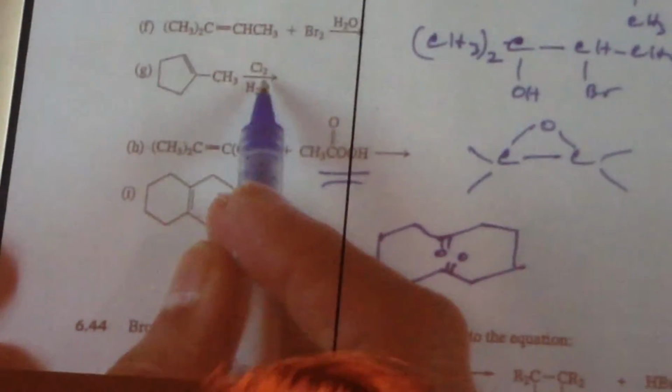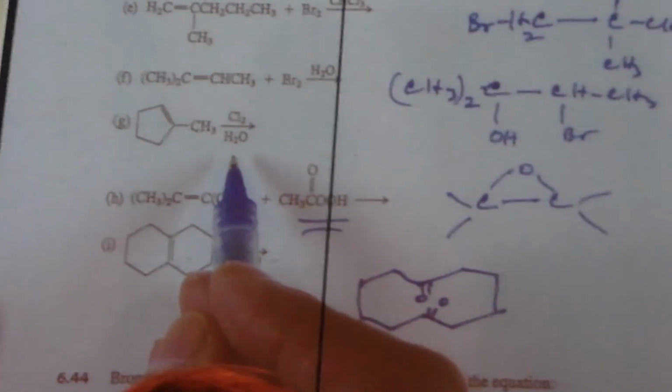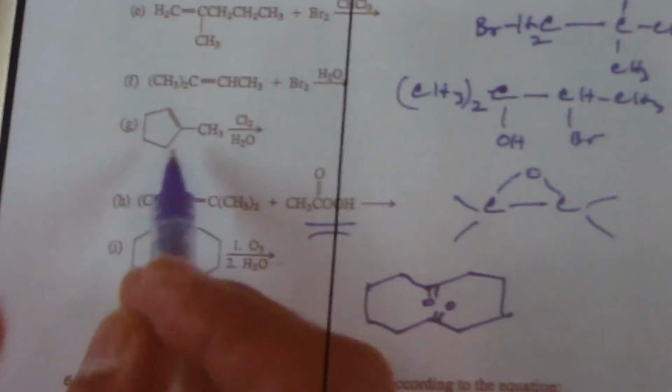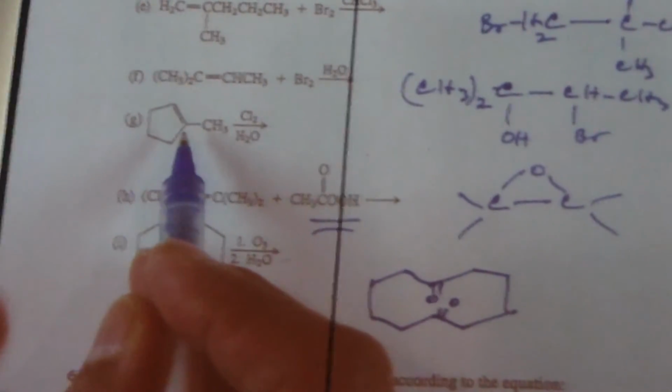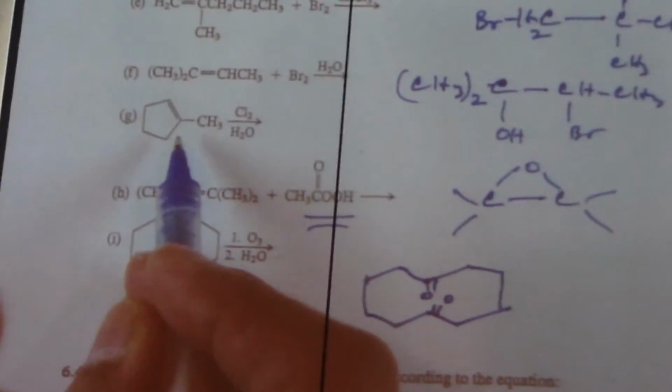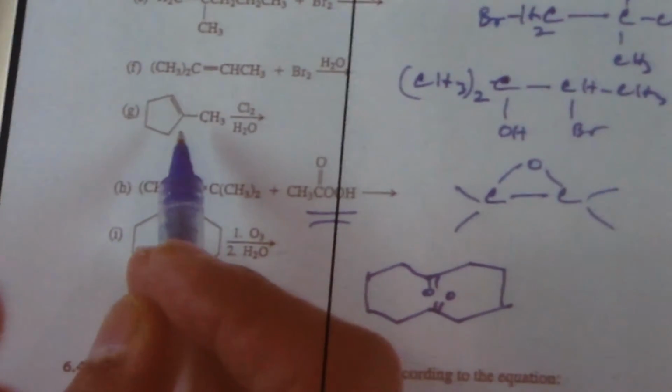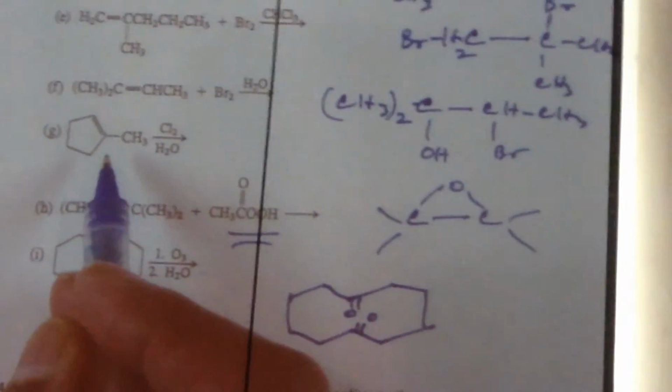Okay. So the G, this one is again chlorine with water, and again you need to form the chloronium ion and open it so that it opens to generate the positive charge on the carbon with the more substituents. So that's where the water will go.